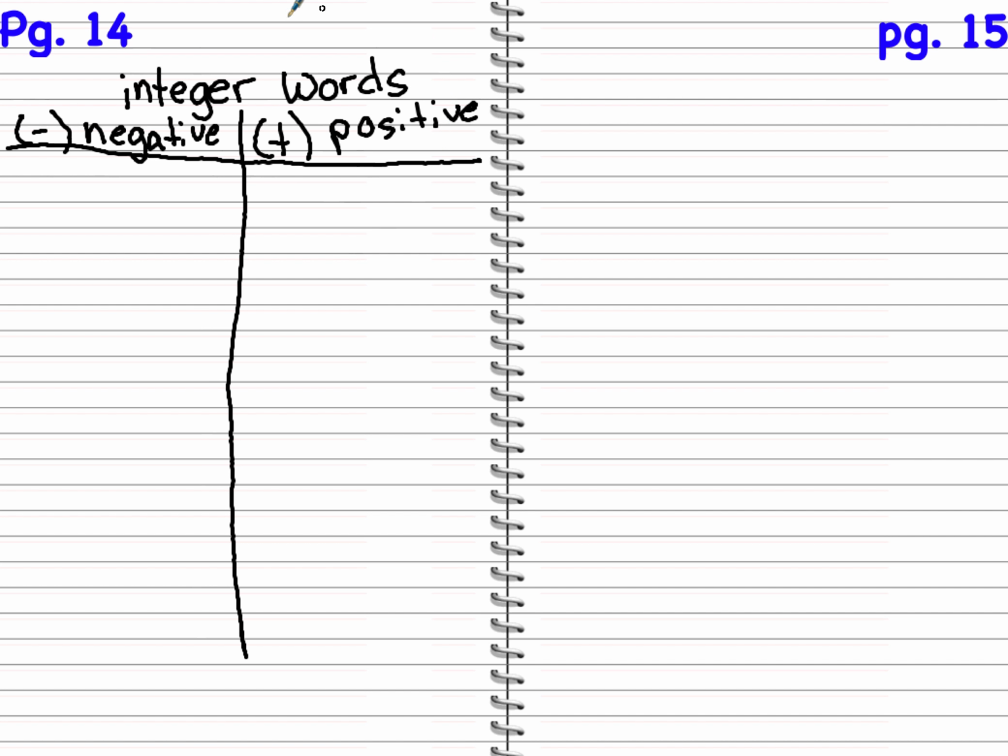Okay, now on page 15, you're going to title it Unit 4 Divider. And in front of the room, you're going to pick up your divider and glue it on page 15. So go ahead and pause the video and glue in your divider on page 15.